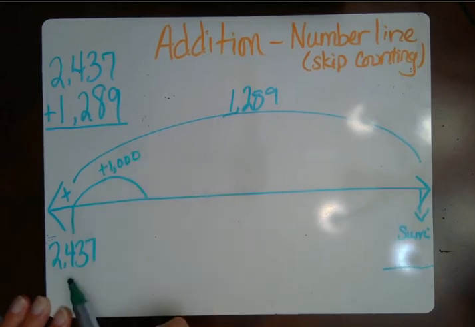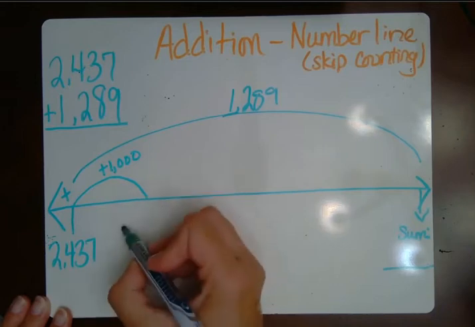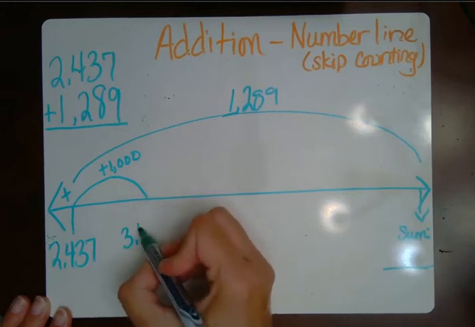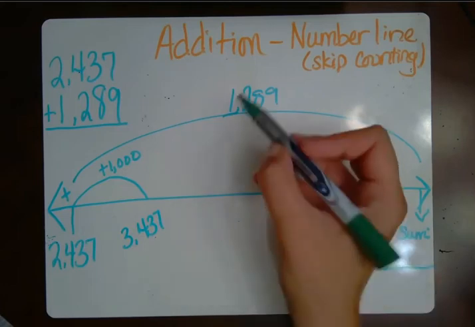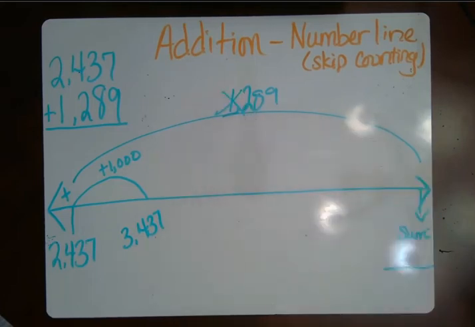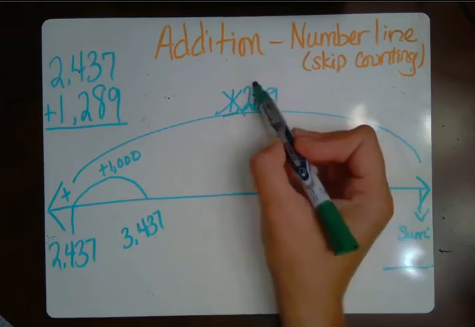to my number 2,437, that gets me to 3,437. So I've already added in my 1,000. I still have 289 to go. I think I can make another bigger jump by adding in my hundreds.